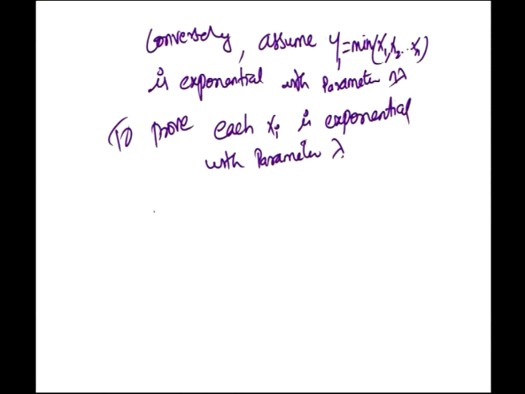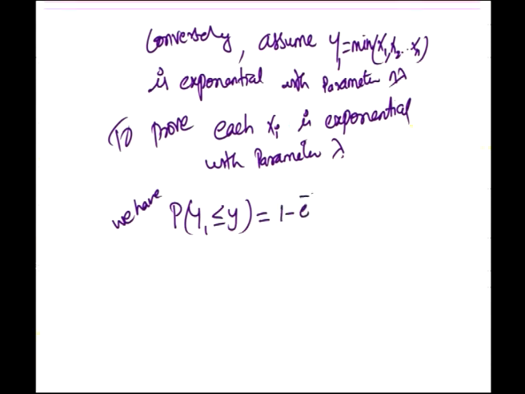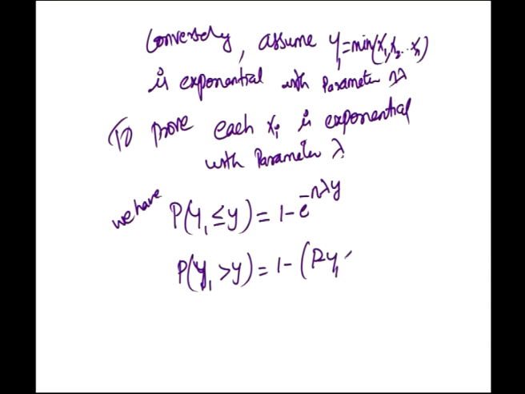Okay. So, what is given? We have P of Y1 less than or equal to y, which is the CDF of Y1, is 1 minus e power minus n lambda y. Okay. So, P of Y1 greater than y will be 1 minus P of Y1 less than or equal to y, which is 1 minus of 1 minus e power minus n lambda y, which is e power minus n lambda y.